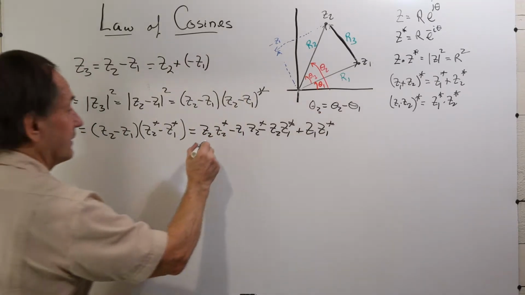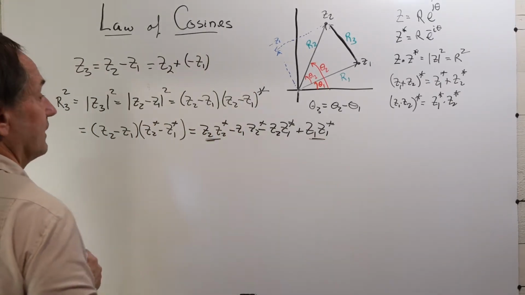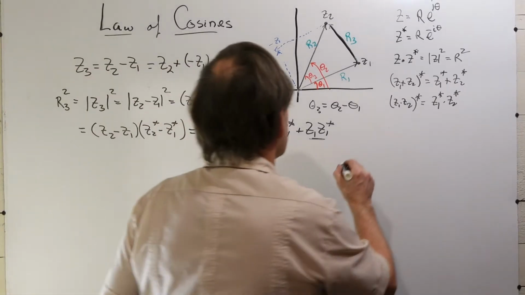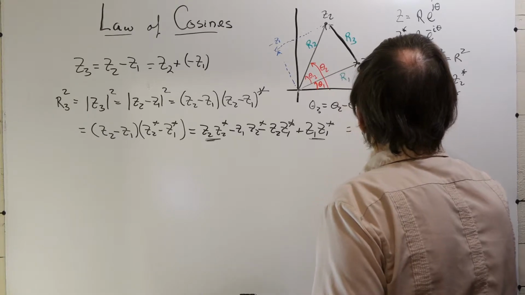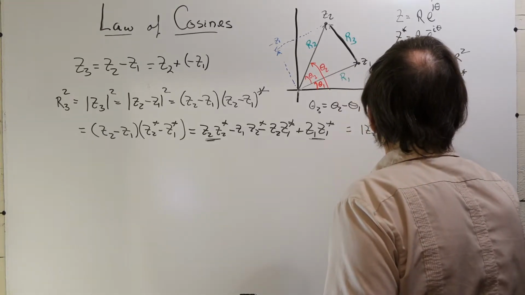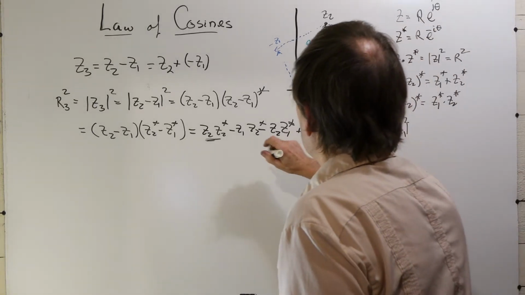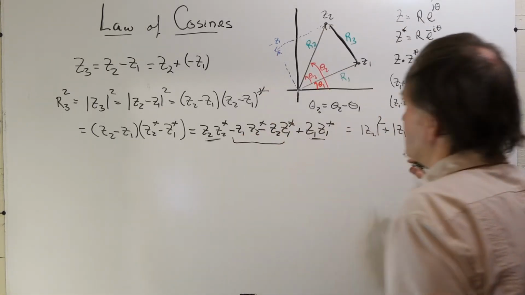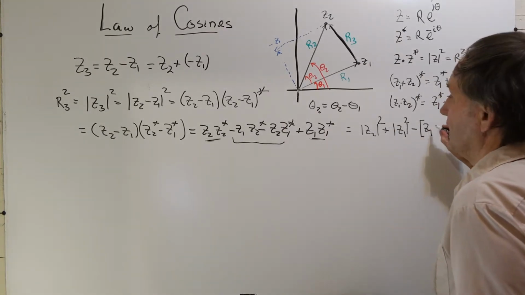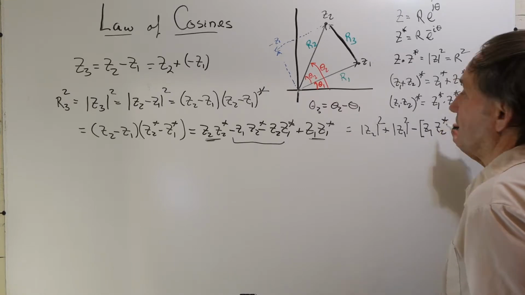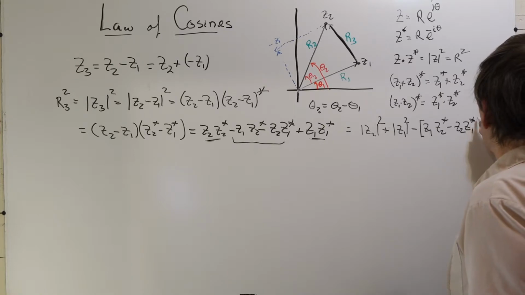Now we know a complex number times its conjugate is its magnitude squared. So we can write this as the magnitude of Z2 squared plus the magnitude of Z1 squared, and we'll combine these in one set of parentheses. So we'll have minus Z1 Z2 conjugate minus Z2 Z1 conjugate.